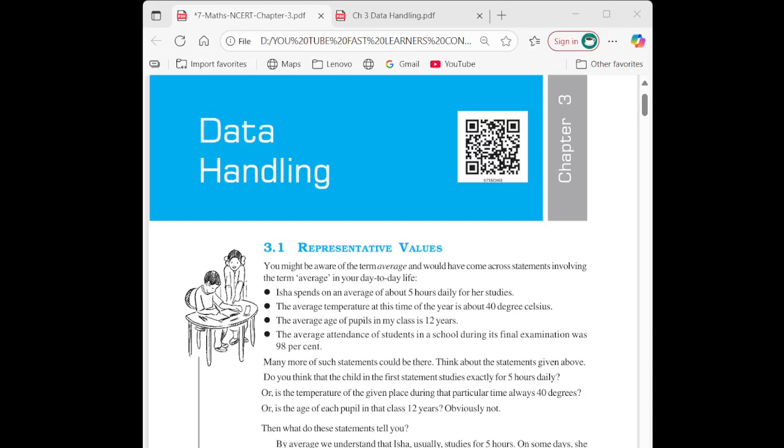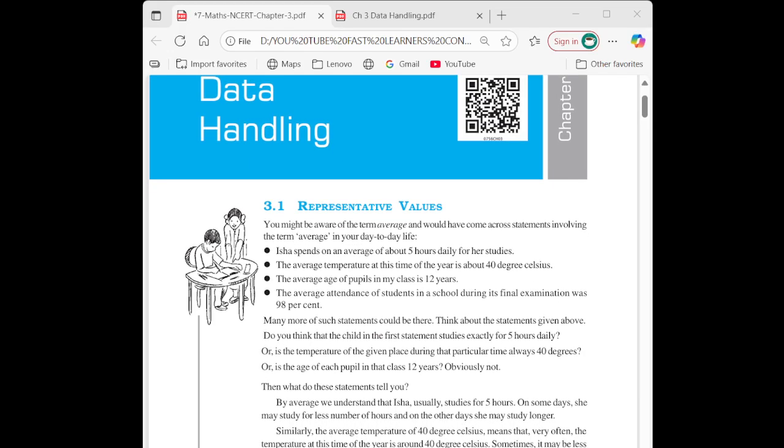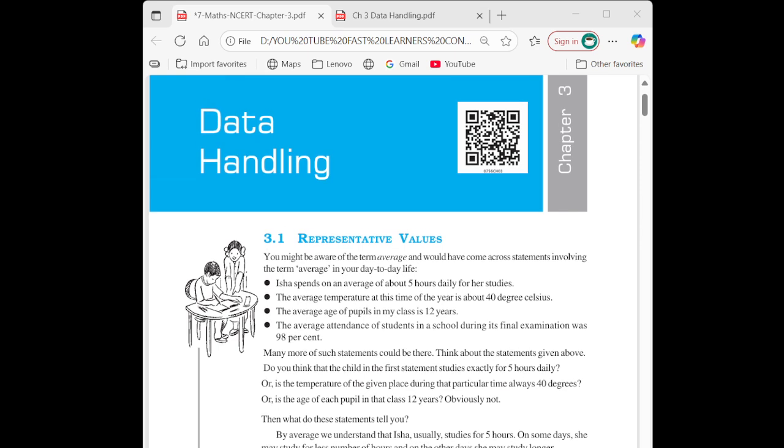Let's learn data handling today. Representative value. See children, you have studied data handling in standard 6 as well, and you are very well aware of the term data. Data collection, data gathering. You know that we collect information regarding different things and we make a table of it. So that is what we call data collection, information about different things.